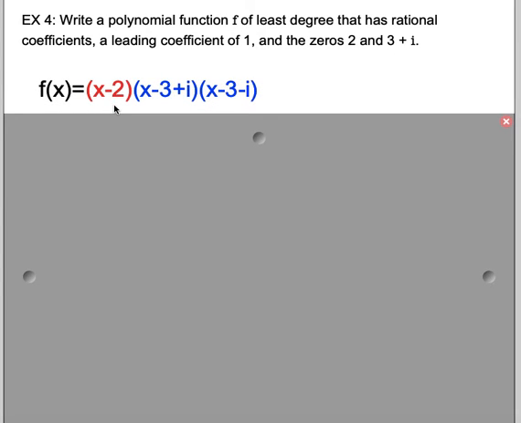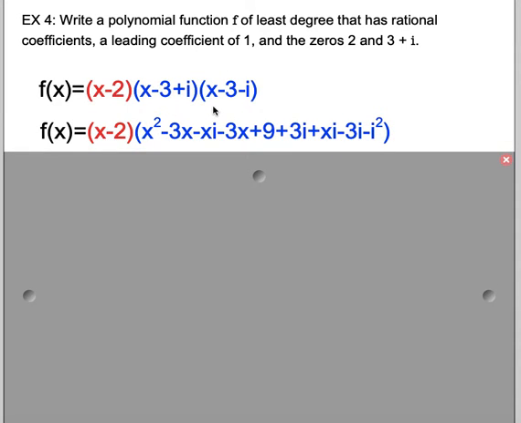So 2 would be x minus 2. 3 would be a negative 3, so it's x minus 3 plus i and x minus 3 minus i. Because remember, we have to have both of them. So then I FOIL or distribute my two trinomials. X squared minus 3x minus xi. Minus 3x plus 9 plus 3i. Xi, negative 3i, and i squared is negative.